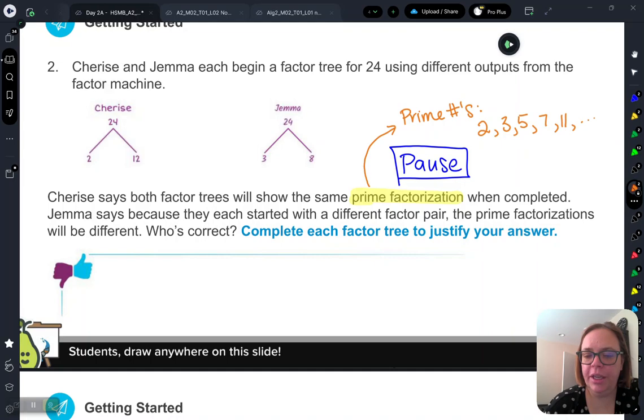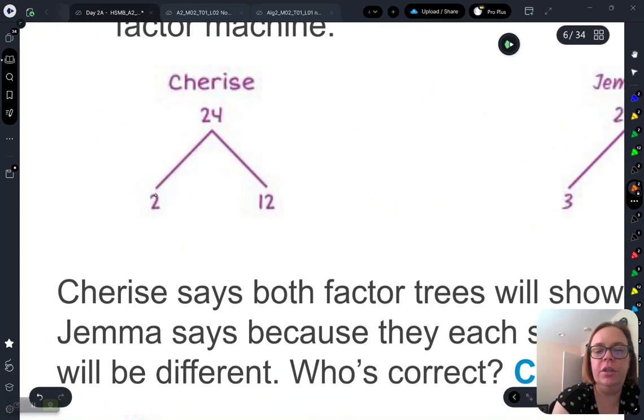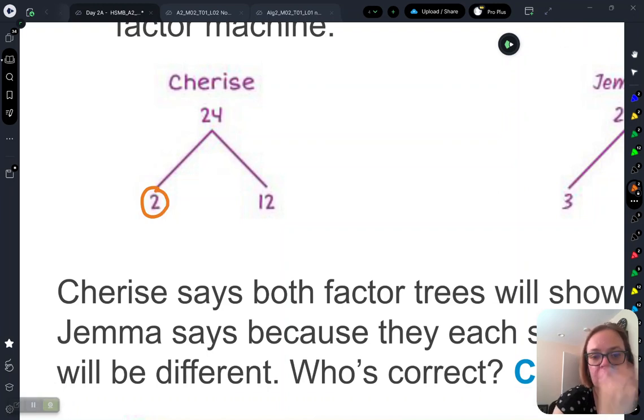Okay, so let's complete each factor tree to see how it goes. So let's do Charisse. 2 is prime. I'm going to circle it because I can't do anything else with that. 12 is not prime. 12 is 2 times 6. 2 is prime, so I'm going to circle it. 6 can be broken down into 2 and 3.